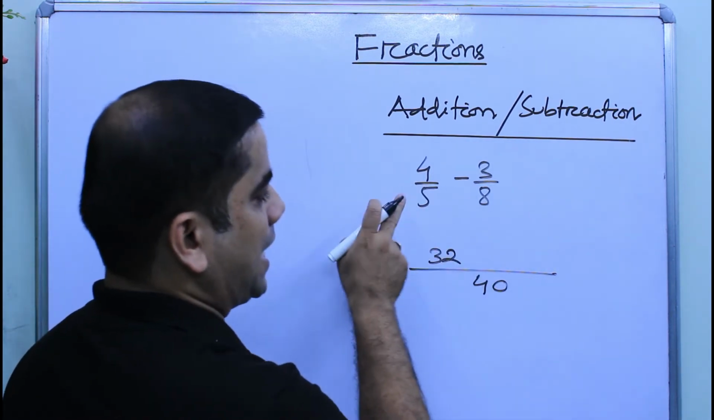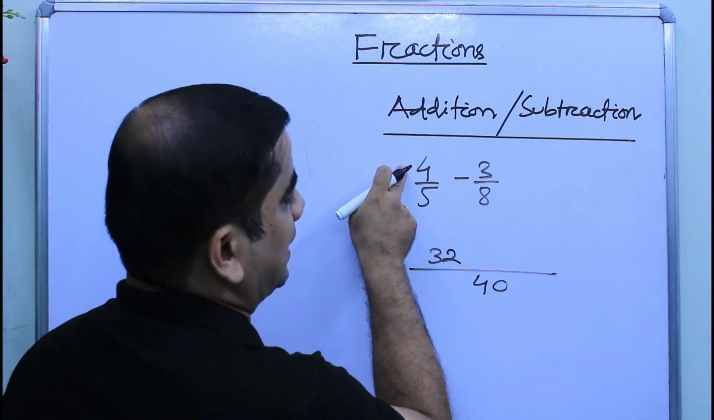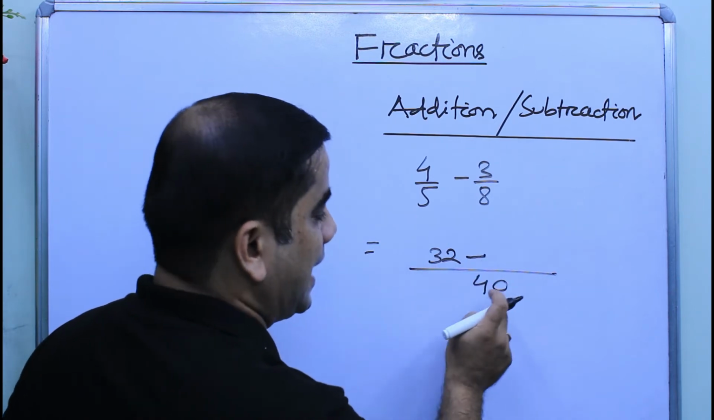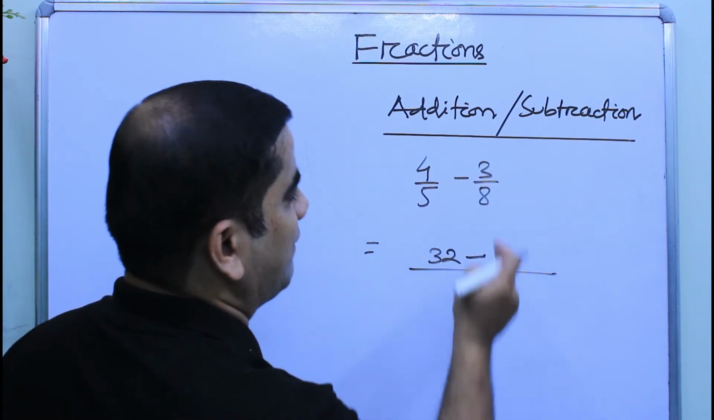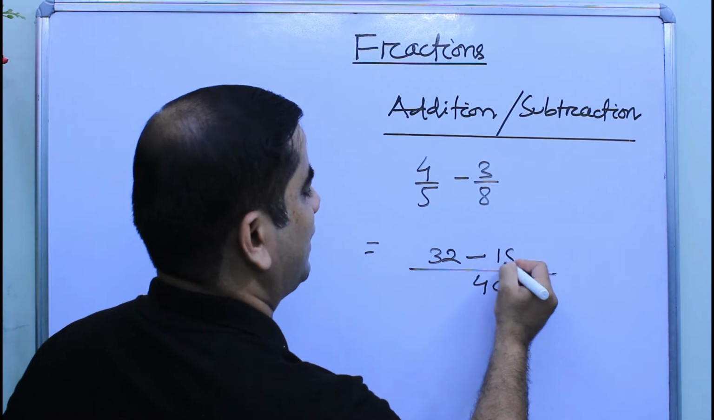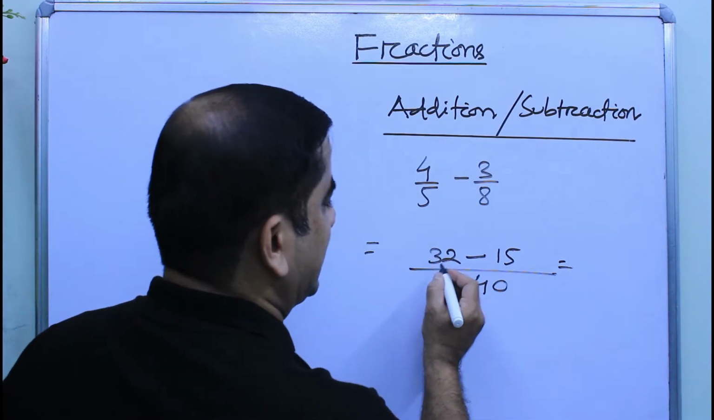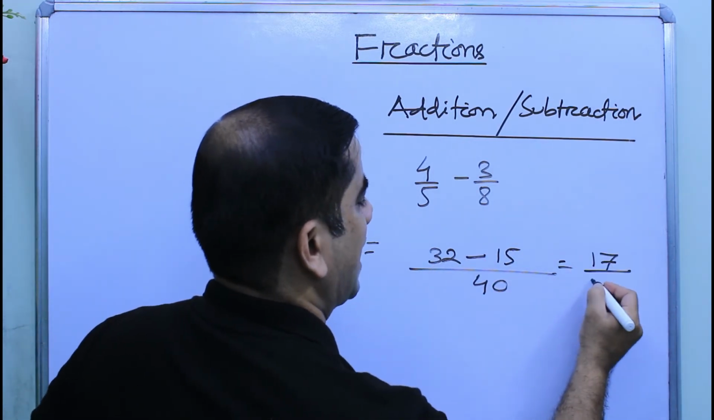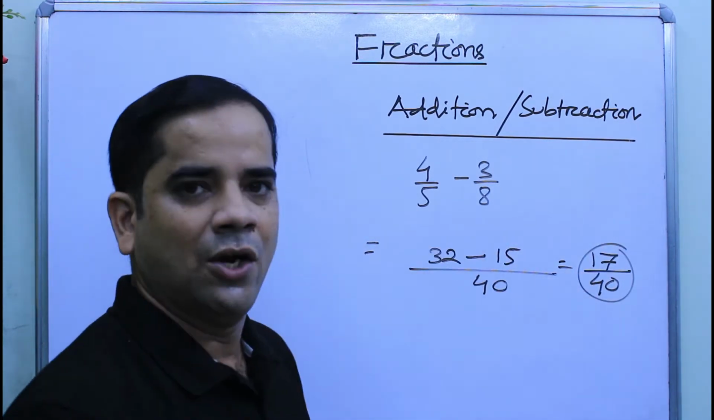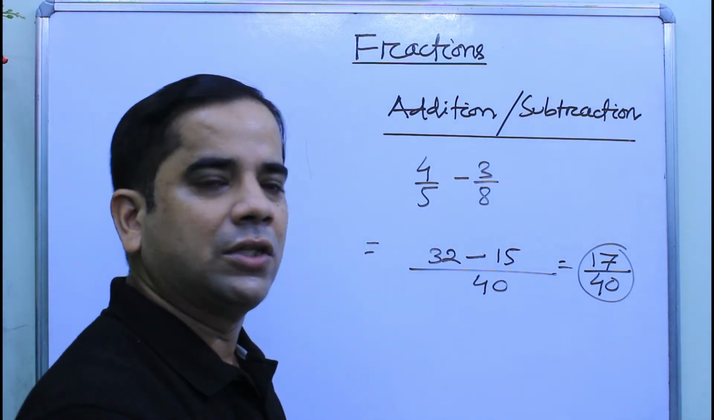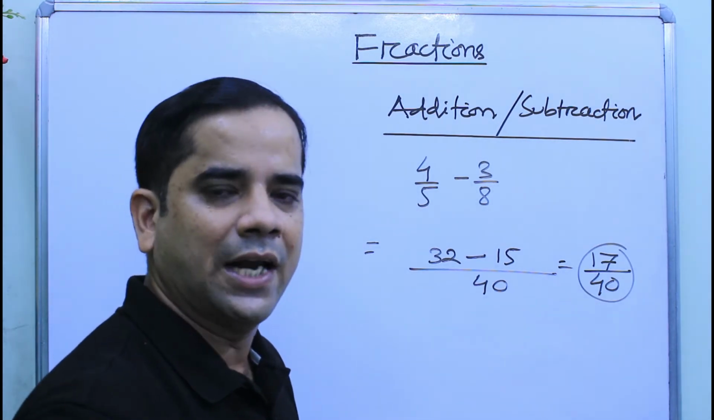Minus again LCM divided by the denominator, 40 divided by 8, that is 5, and 5 into numerator 3, 5 3s are 15. Now we can do the subtraction part in the numerator, that is 32 minus 15 gives us 17 and denominator is 40. So 17 by 40 is the answer for the question. Okay. So in this way we can find out the subtraction of the given fraction using this process. This is the process we generally use.